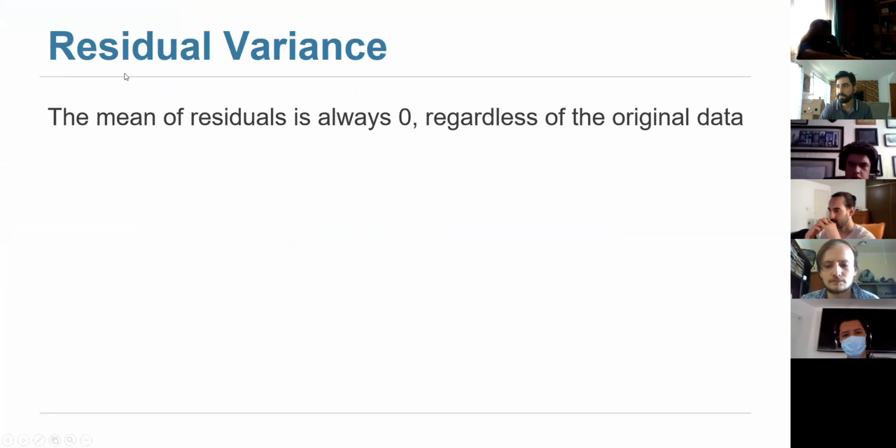So we want to talk about residual variance. The mean of residual is always 0, the one I show you. If I add all the residuals together, I'm going to end up with 0 because some of them are positive, some of them are negative. The whole point of that regression line is to go through all the points in my scatter plot, in my data. So definitely some of them are going to fall up, some of them are going to fall down, but averaging all those errors, negatives and positives, I'm going to get 0 regardless of the original data.